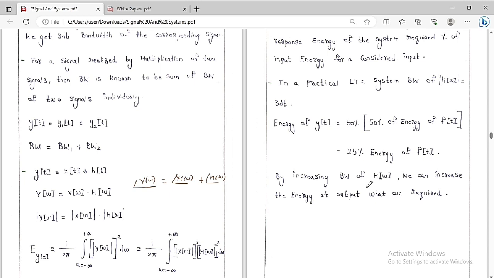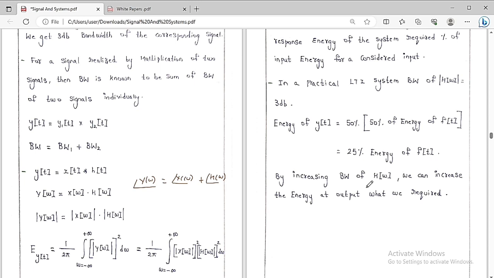So therefore we can say finally, whenever you increase the bandwidth of the system H of omega, more frequencies are going to pass from input to output. So because of that, the energy in the output is also going to increase. So by increasing the bandwidth of H of omega, we can increase the energy at the output that we require. So these are some of the important points regarding distortion in the LTI system.